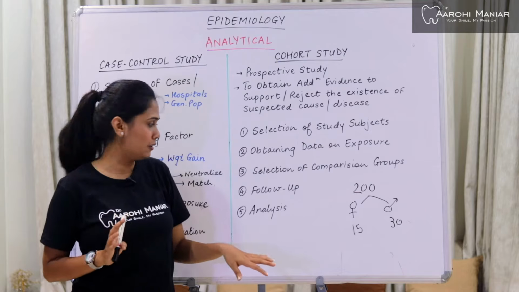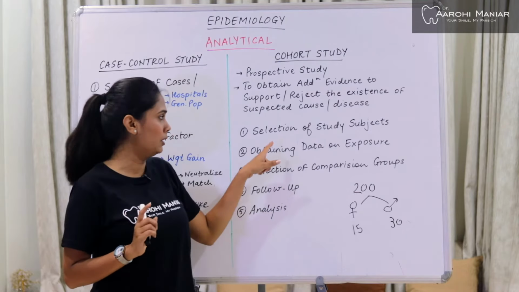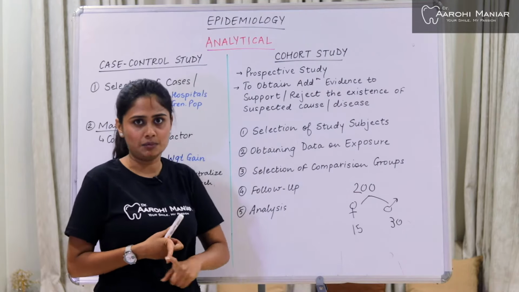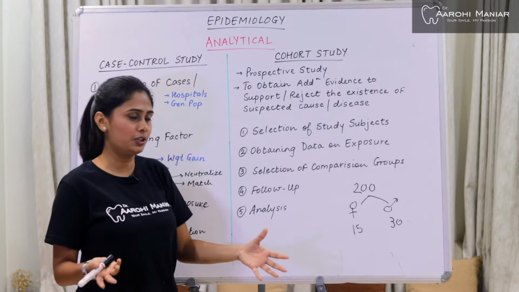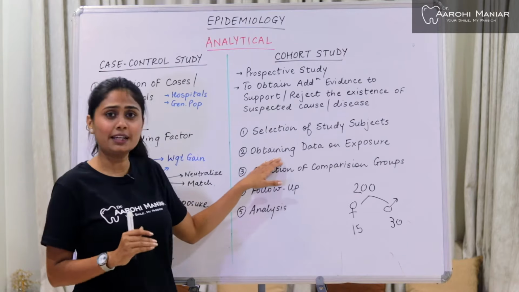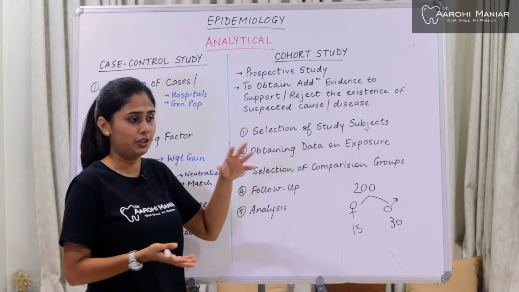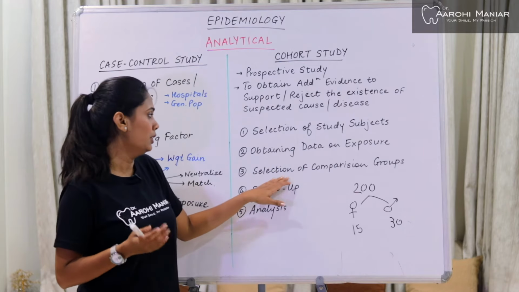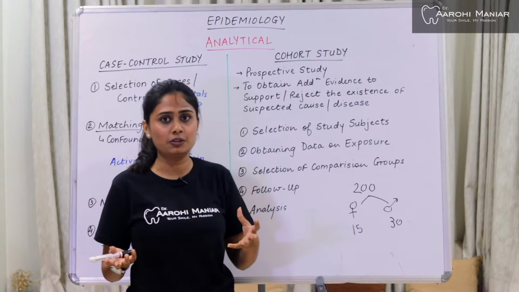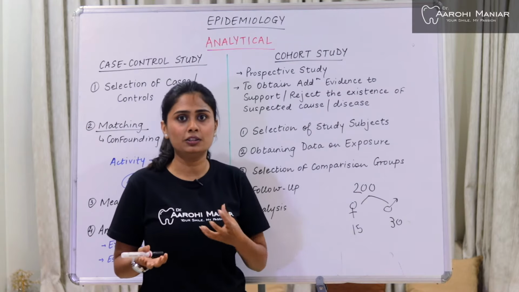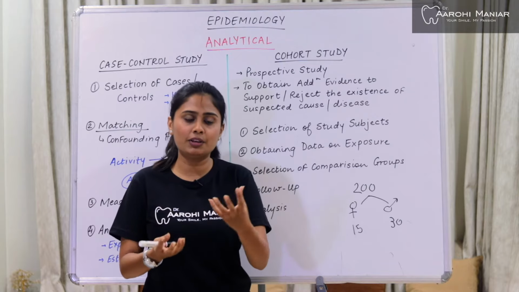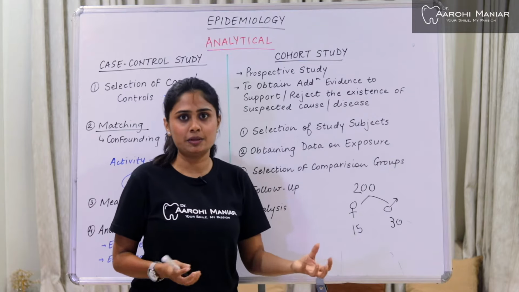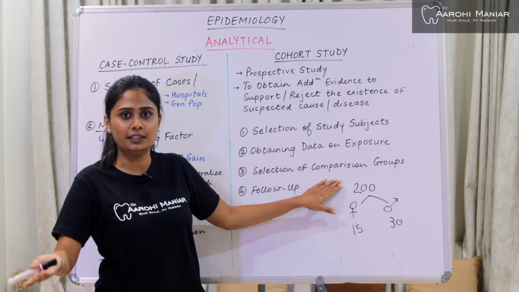Here there are 5 basic steps that we have to remember. First is the selection of study subjects, similar to what we studied here, from the general population or hospitals. Second is obtaining data on exposure. Third is the selection of the comparison groups. So how are we comparing all those people from the general population or from the hospitals, people having the symptoms and people having its effects?